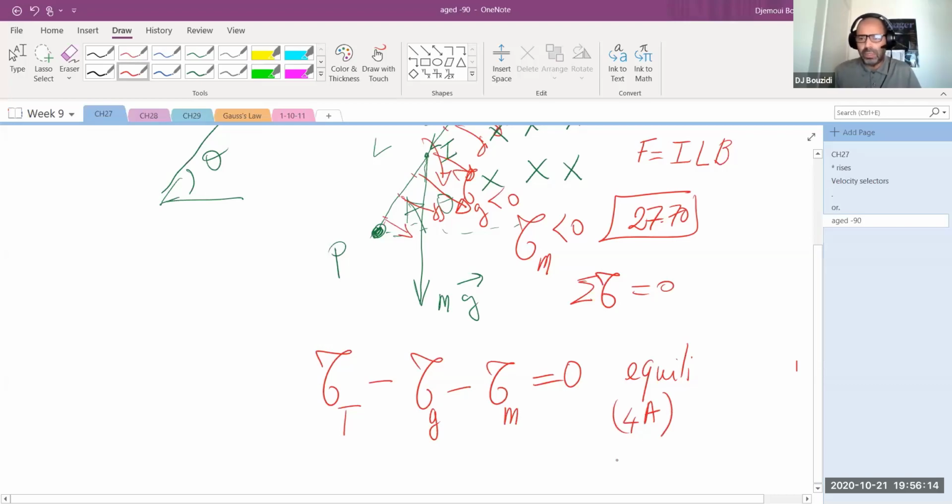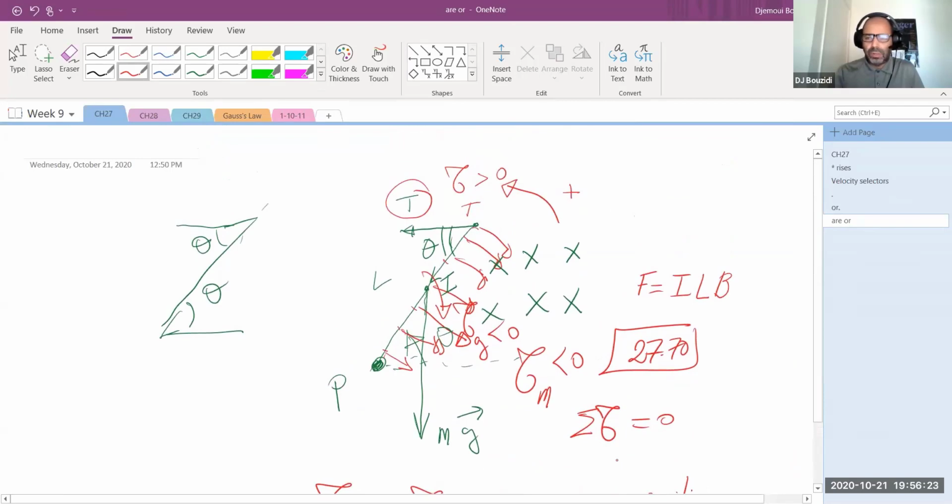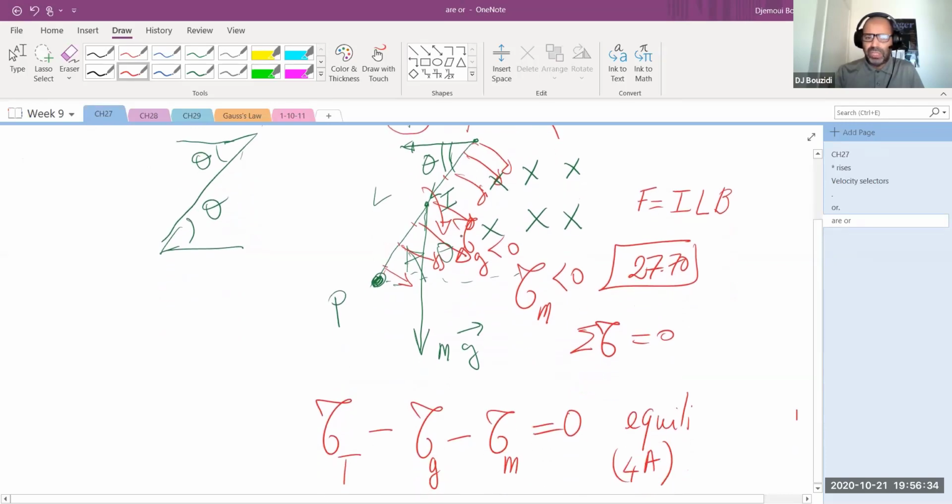Okay, that's where we're getting this equation from. Now, I need to know this torque. The torque of the tension should be easy enough to calculate, because although I don't know what the tension is, I know where it's applied. And I know the distance from there, so I can calculate it based on the length L and this angle theta. The torque of mg also, I know where it acts, and I know its magnitude, it's mg. So it's just mg times the arm length, which should be this distance, okay?